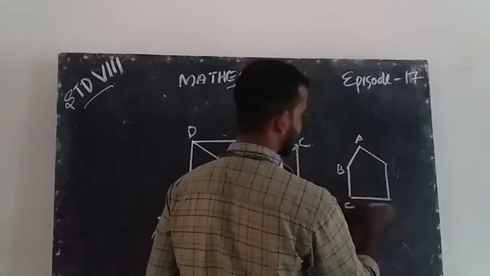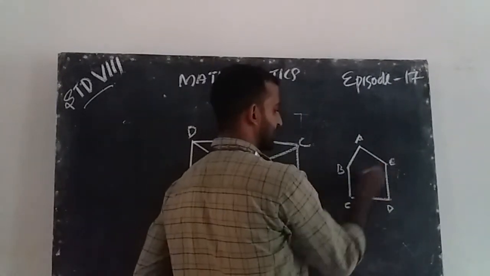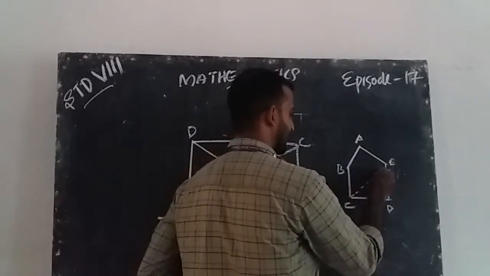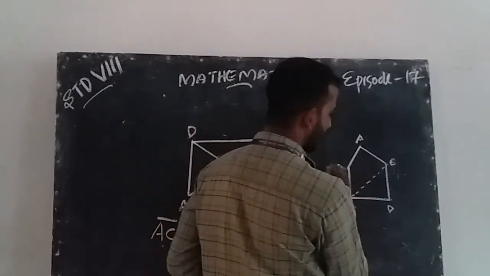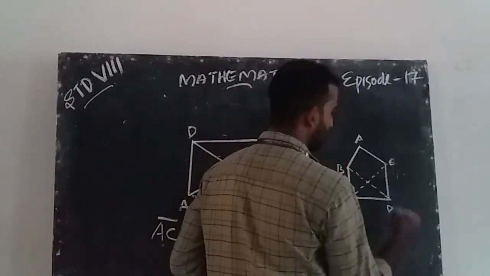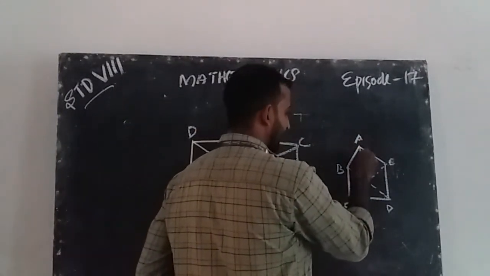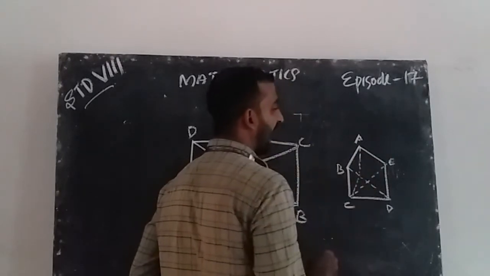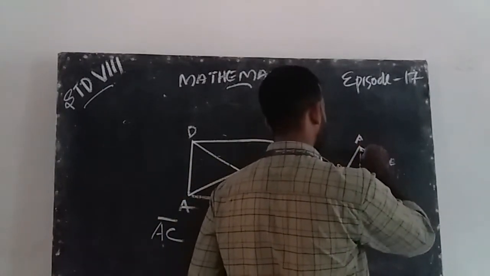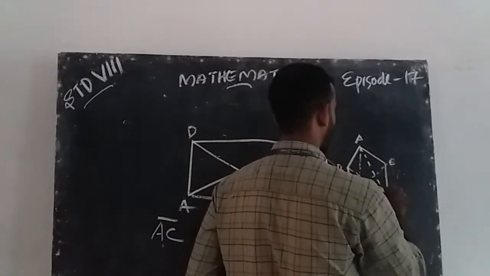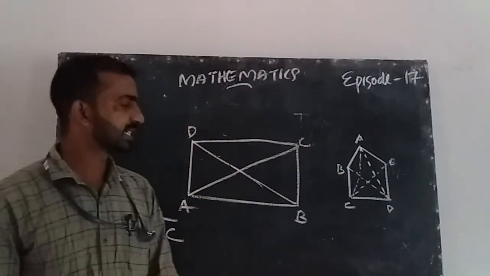A, B, C, D, E. We can draw the diagonals with the dotted lines. That is CE, CE, and the next one is BD, BD, and the next one is AC, and the next one is AD. Is it?